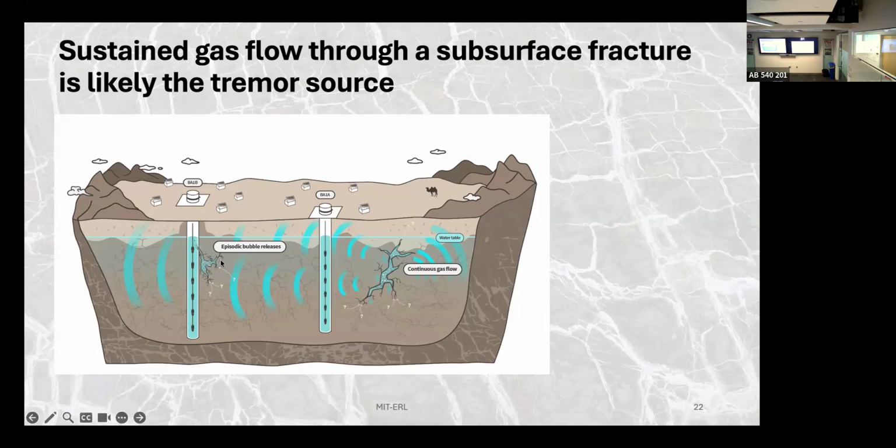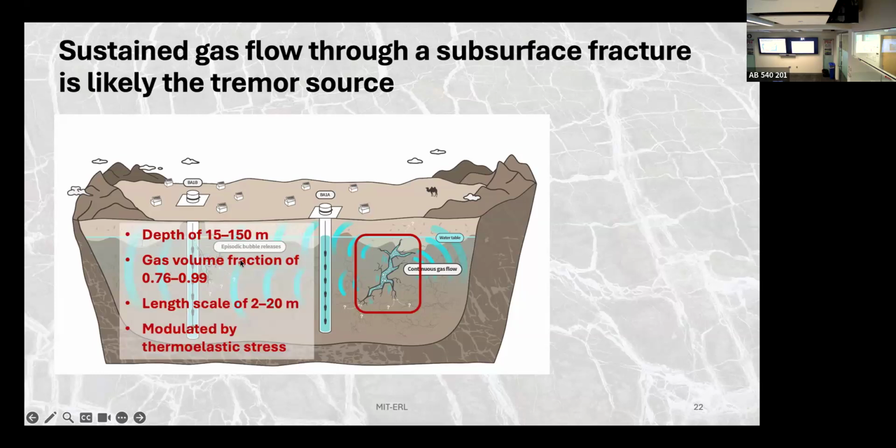And on this cartoon, I'm also showing the episodic bubble releases into the boreholes reported by our previous work. And so our seismic data can't tell us how deep the fracture is, but we think that the fracture is probably below the water level, which is at about 50 meters. And the drilling and the experiments conducted in the borehole show that we don't have much permeability below 150 meters. So we infer that our fracture is probably located in this depth range.